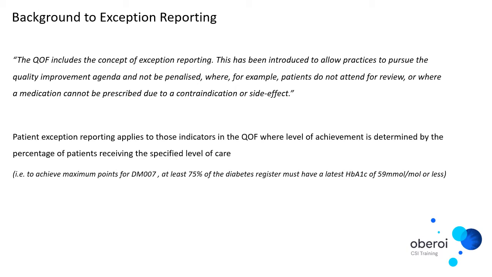So patient exception reporting applies to those indicators in QOF where the level of achievement is determined by the percentage of patients receiving the specified level of care, i.e. to achieve maximum points for indicator DM007, at least 75% of the diabetes register must have a latest HbA1c of 59 millimoles or less.